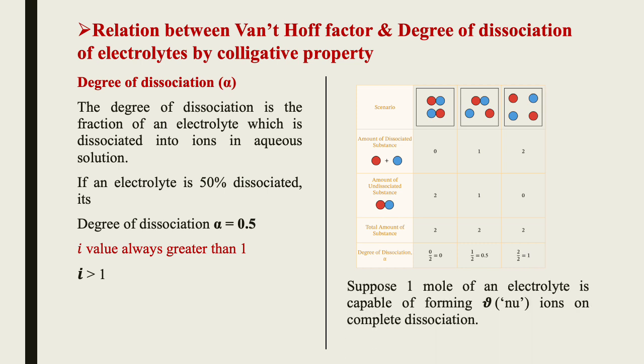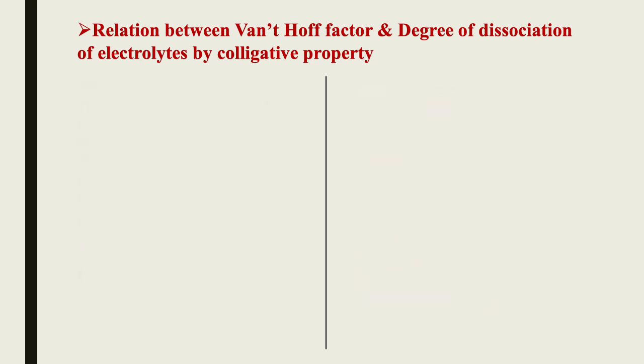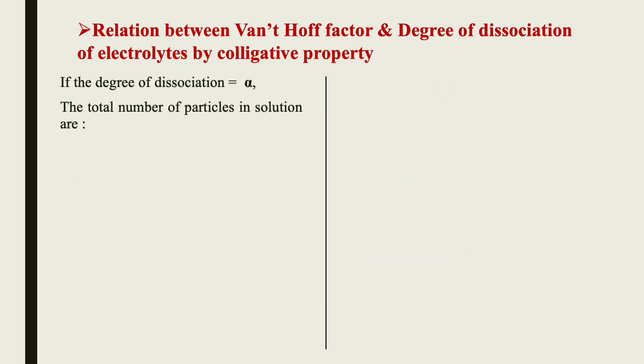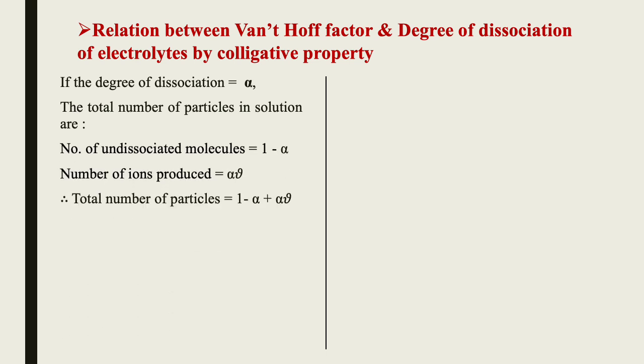Suppose 1 mole of electrolyte is capable of forming nu number of ions on complete dissociation, then you will get the following expression. If the degree of dissociation is represented by alpha, then the total number of particles in the solution is as follows. The number of undissociated molecules will be 1 minus alpha. The total is 1 before dissociation, and if you subtract alpha you will get the number of undissociated molecules.